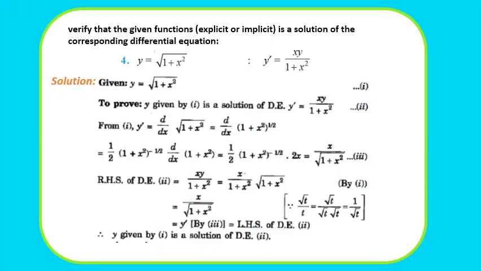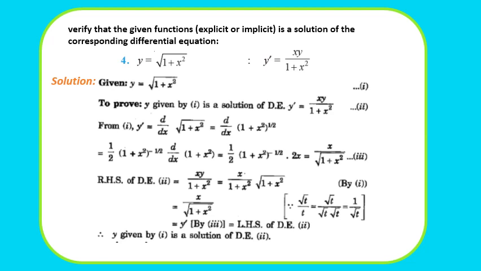Move on to question 4. Verify that the given function is a solution of the differential equation. The function is y equals under root 1 plus x square, and we have to prove that y dash equals xy upon 1 plus x square. Okay, so y equals under root 1 plus x square, and we have to prove that y dash equals xy upon 1 plus x square.